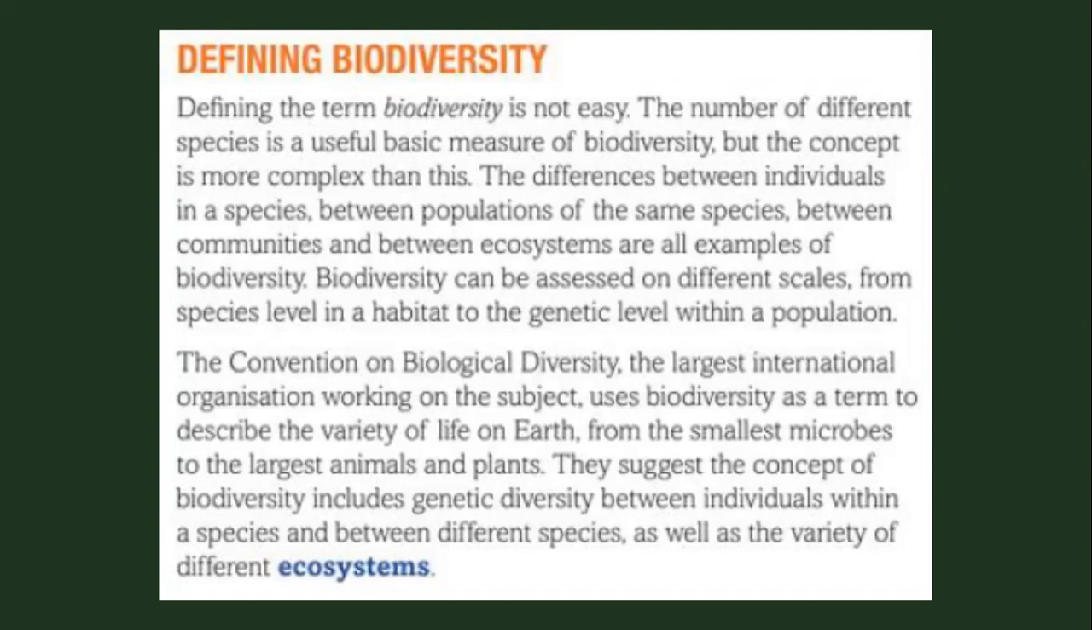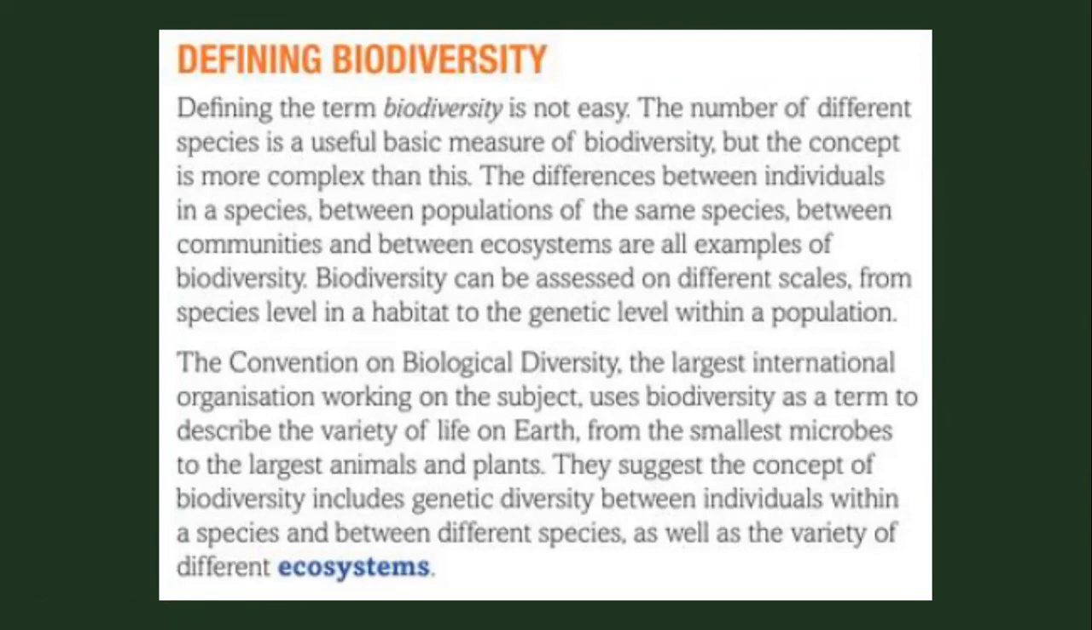We can start from talking about the level of species. We can talk about the variation between species, or we can talk about genetic variation. So it's not just that you're saying it's a number of different living organisms. You can start at the number of different living organisms, and then you can go down different scales, to the smallest possible level, that is the genetic level. This is the definition that is generally used: variety of life on earth, from the smallest microbes to the largest animals and plants.